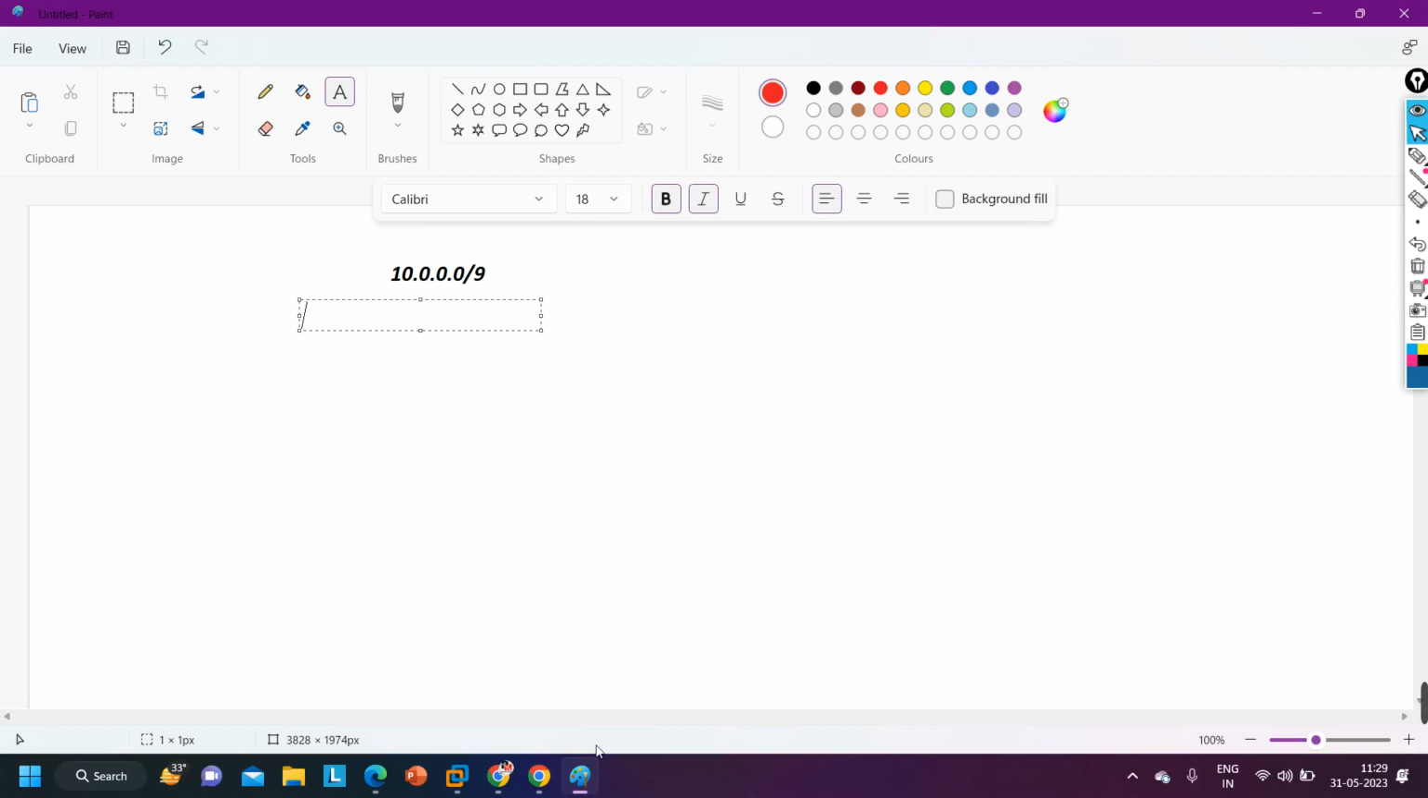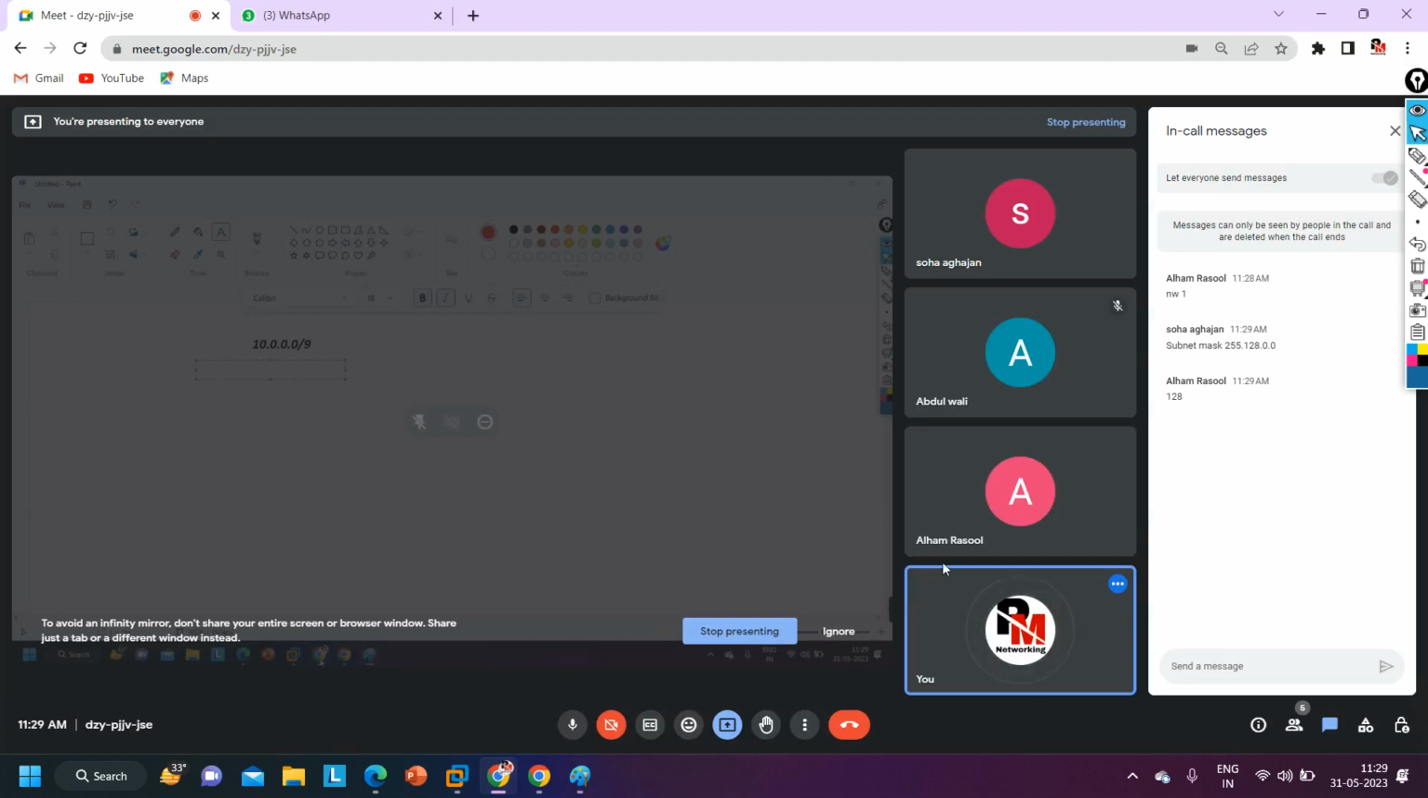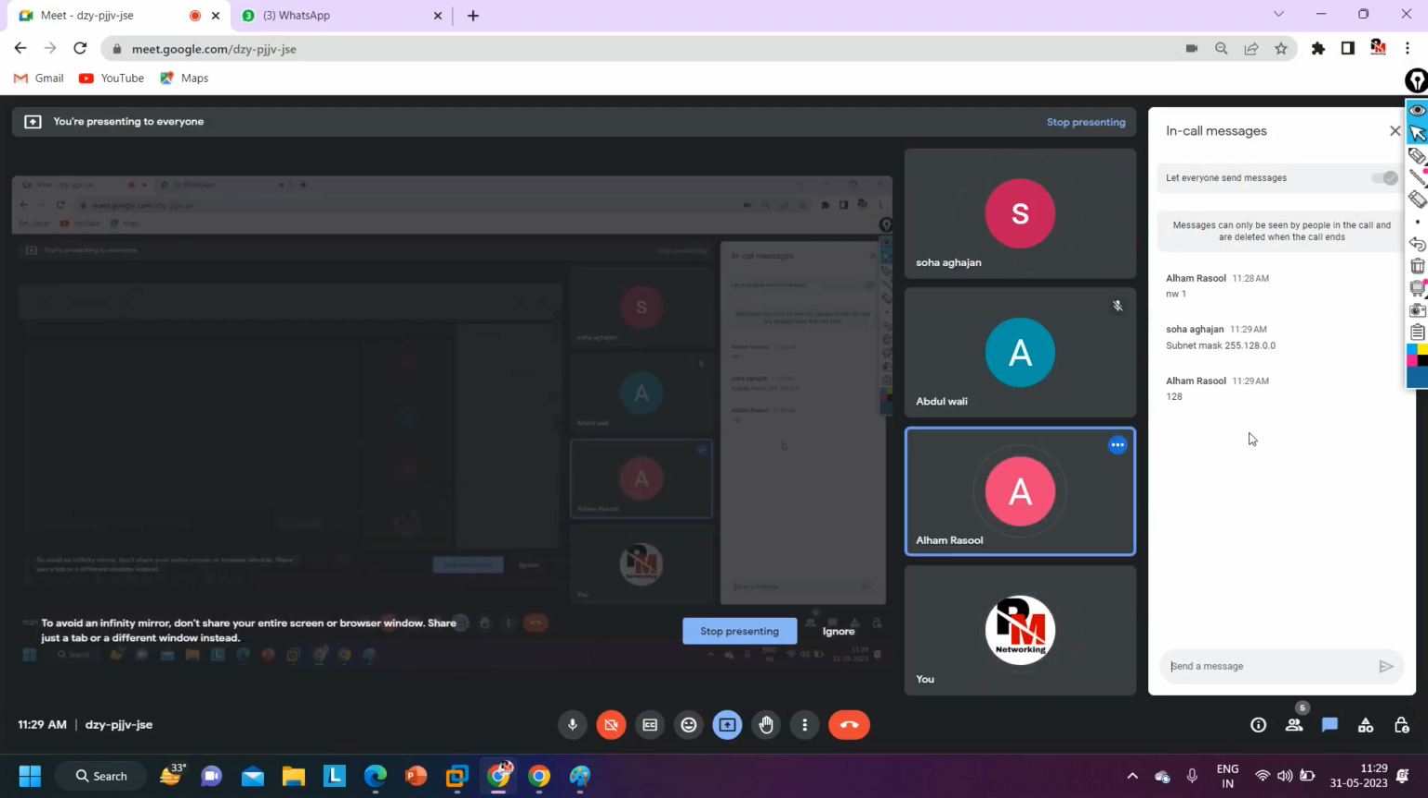Subnet mask is required. Number of networks. What is 128? Subnet mask is this one. Subnet mask is correct. But what is 128? Is it block size? Tell me 3 things: block size, number of networks, and valid hosts.